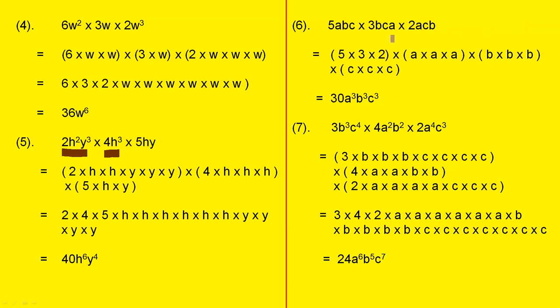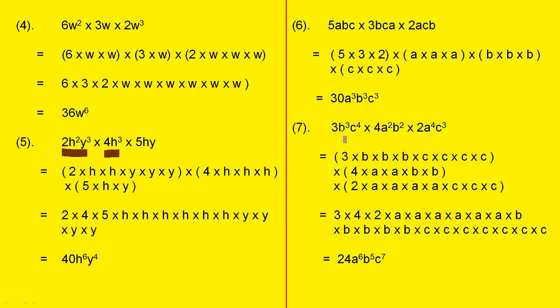Over here, we have ABC, BCA, and ACB. Now, look carefully now. 5 by 3 by 2, we can write that there. A, and A, they're here. B, B, and B are there. C, C, and C are there. So that gives us 30, A cubed, B cubed, C cubed.